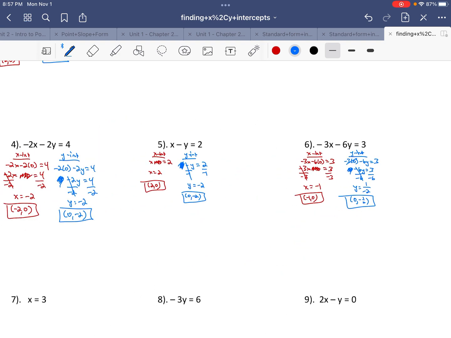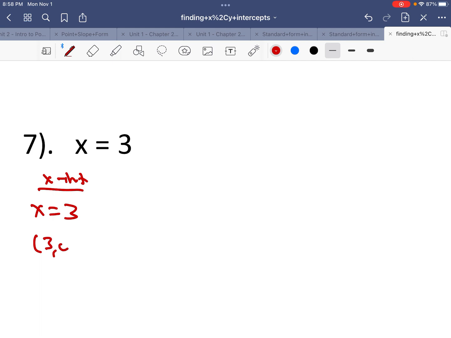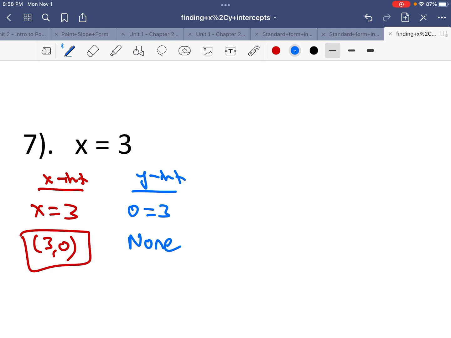I think we got 3 more. Yes, we do. All right, this one's going to be a little bit tricky. We'll do it, then we'll think about what the graph is. Let's start with the x-intercept. For the x-intercept, we let y be 0, but guess what? There's no y, so the x-intercept is 3, 0. Y-intercept. We let x be 0, so we get 0 equals 3. Is there any y to solve for? No. That means we have none. We don't have a y-intercept. So all this has is an x-intercept.